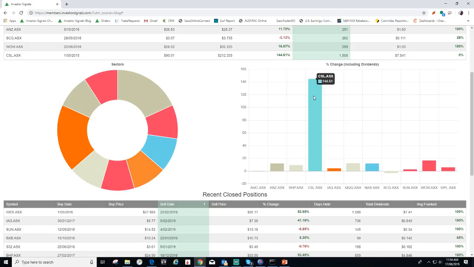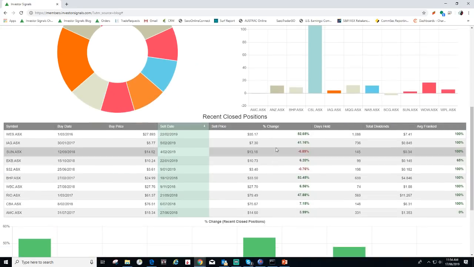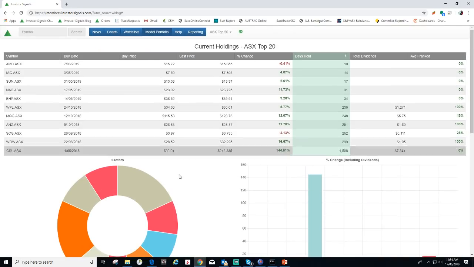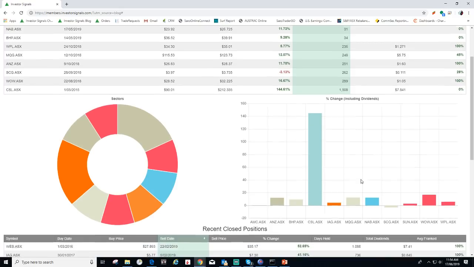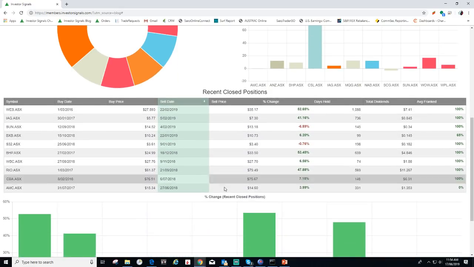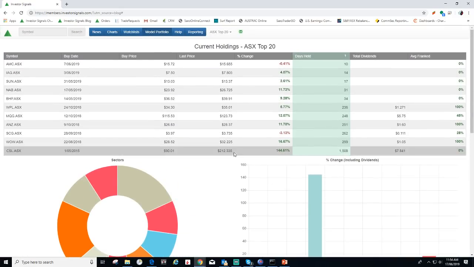So if we put our mouse over that, we can see CSL's clearly the best performing stock in the Top 20 portfolio. Centre Group's the worst. Woolworths is doing well. ANZ's doing well. So you've got your current holdings at the top, sector allocation here, performance of current portfolio there through a bar graph, and then a review of the recent closed positions at the bottom.